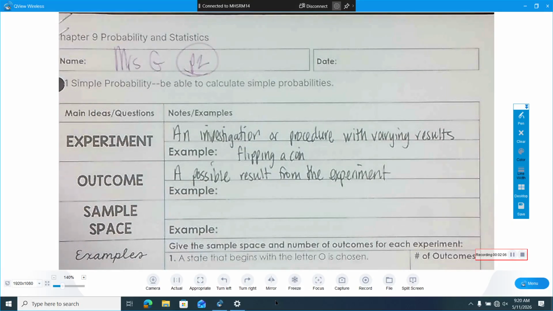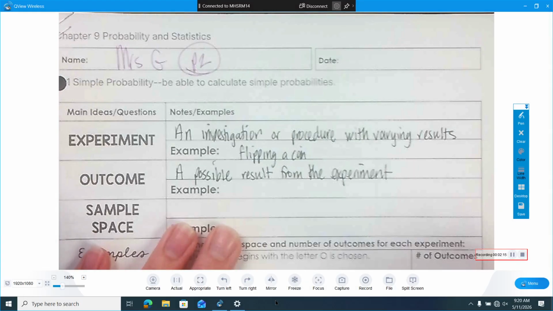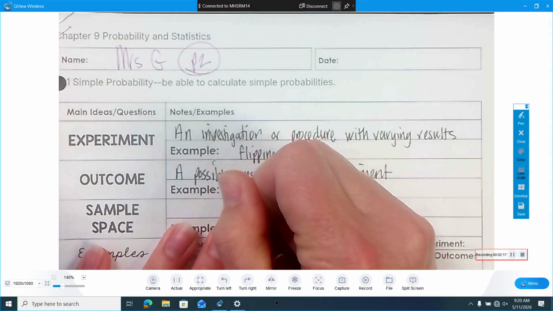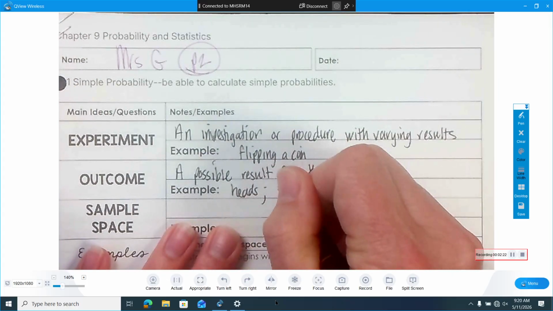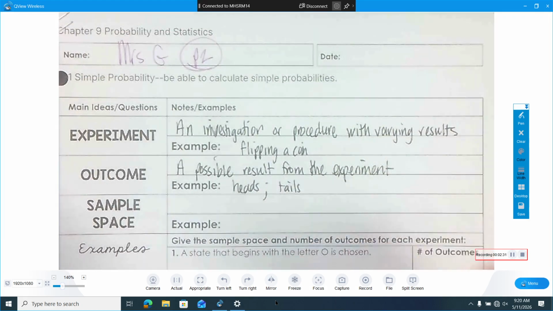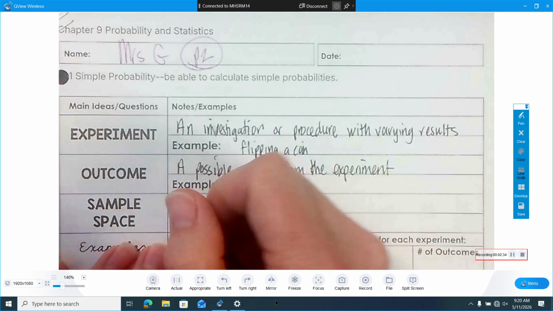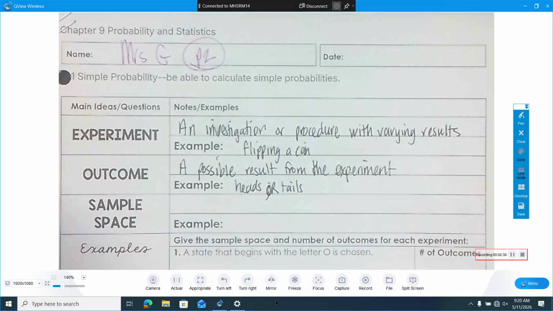When we are flipping that coin, what is a possible outcome? You could get a head. You get heads. What else could you get? Tails. All right. Those are possible outcomes that could happen, one or the other. Not both, but one or the other.